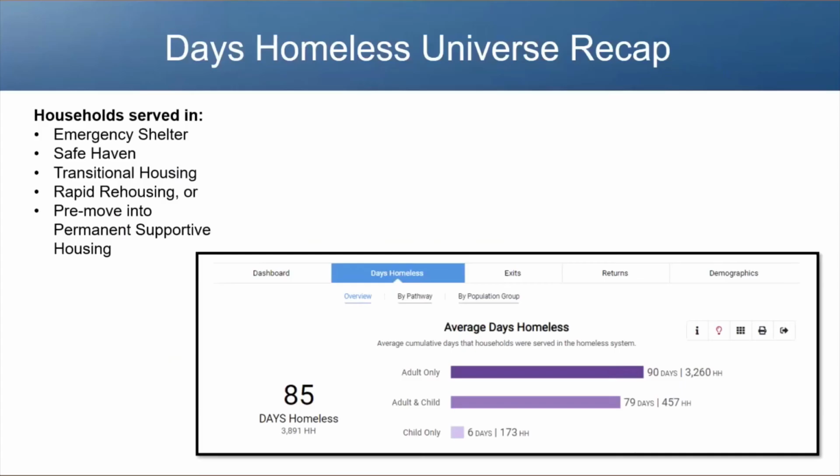Let's recap the days homeless universe. Households with days homeless are households that spend at least 1 day in emergency shelter, safe haven, transitional housing, or rapid rehousing, or days enrolled in permanent supportive housing prior to the move-in during the report period. The universe is used in the days homeless overview, days homeless by pathway, and days homeless by population pages of Stella, as well as the days homeless measures included on the dashboard and trends pages.